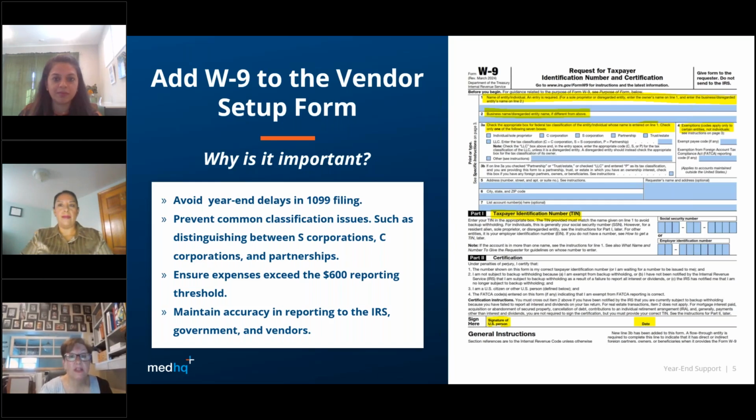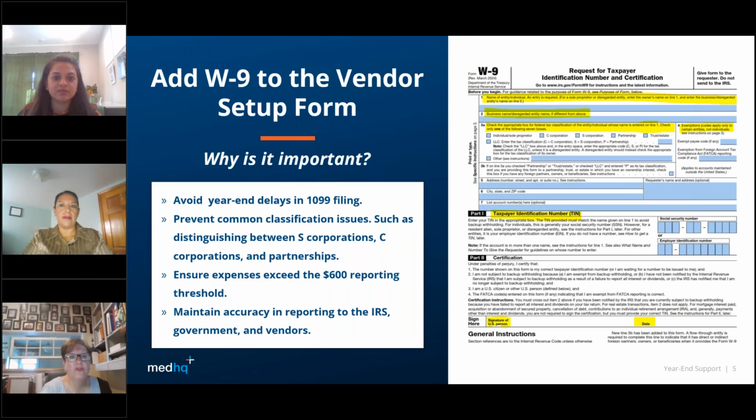What is this reporting threshold? Here is an example. Your vendor may submit a first invoice for $100. Their second invoice is for $300. And the third invoice is for $400. The total paid to this vendor for the year is $800. Any amount paid over $600 requires a W-9. It will maintain accuracy in reporting to the IRS and vendors.